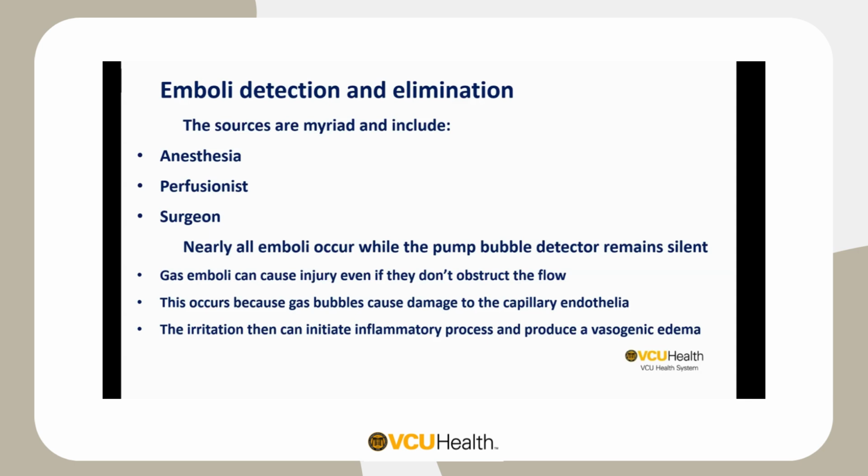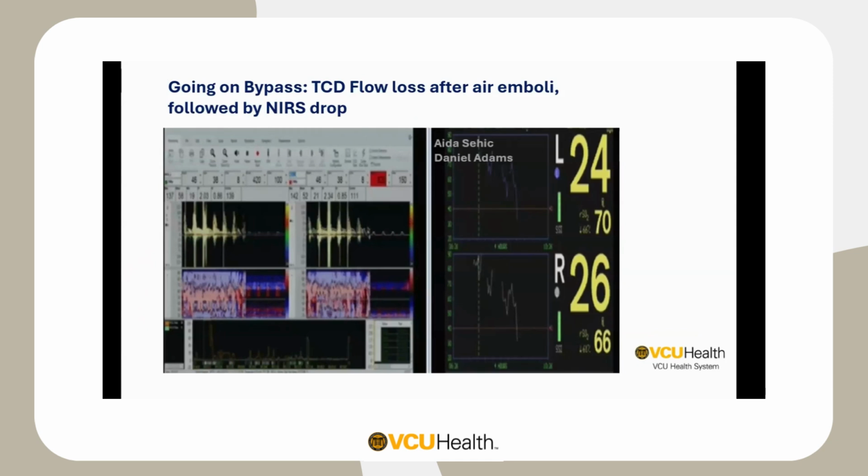The sources of emboli are myriad, and they can come from anesthesia, from perfusionists, and from the surgical side. Next time I will talk more about what is happening on these occasions. Nearly all emboli occur while the pump bubble detector remains silent. Gas emboli can cause injury even if they don't obstruct the flow. This occurs because gas bubbles cause damage to capillary endothelia. Irritation can initiate the inflammatory process and produce vasogenic edema.